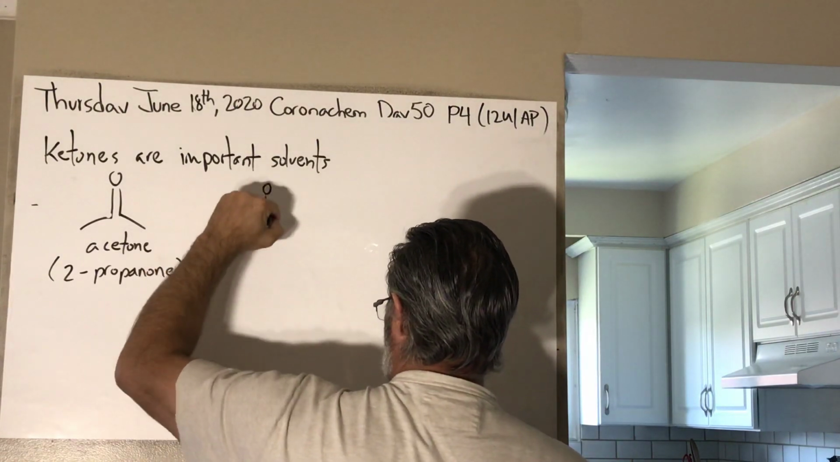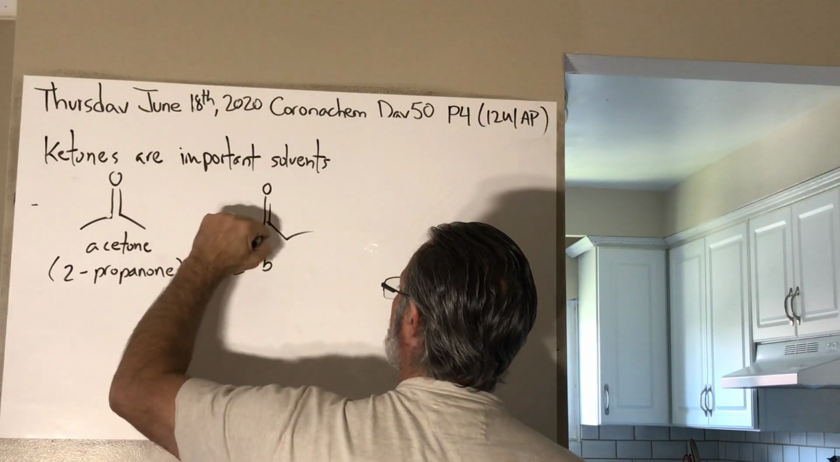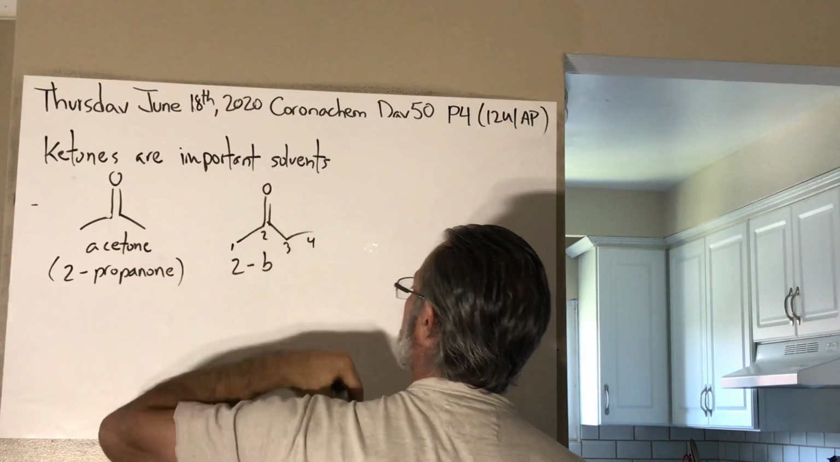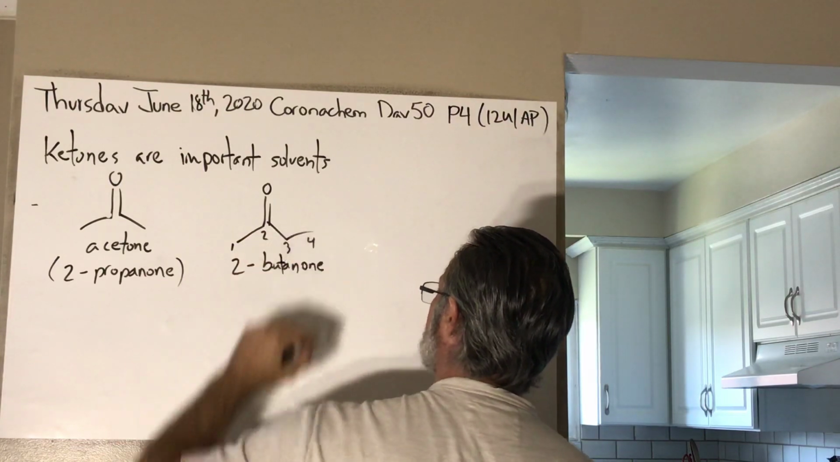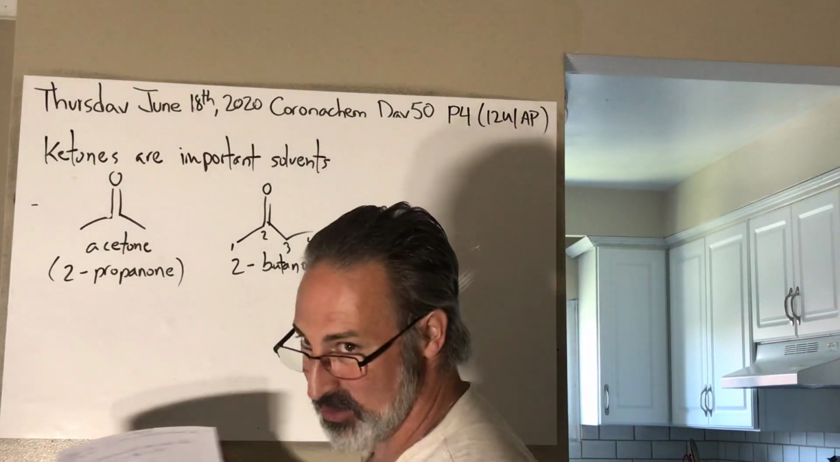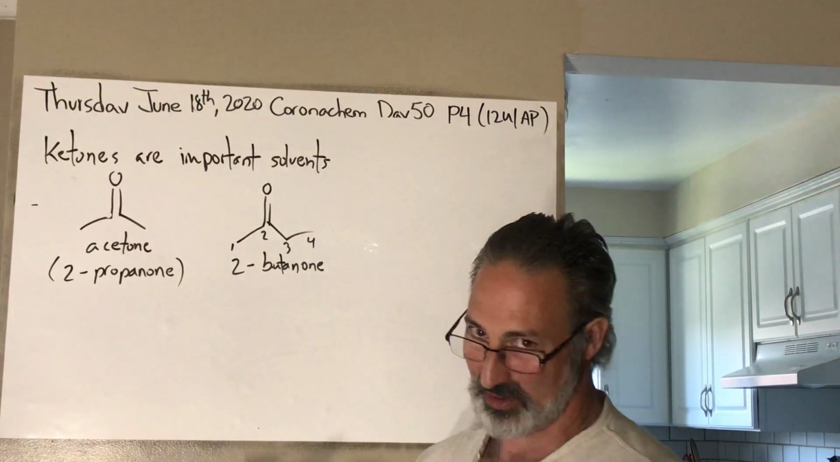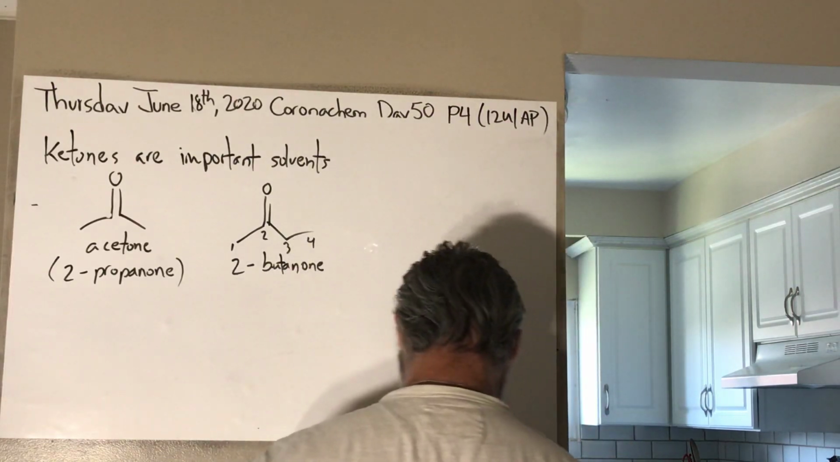If you have a slightly longer ketone, this is called butane, so 1, 2, 3, 4. Carbonyl at the second position, so you call it 2-butanone. Sometimes you see butan-2-one. I hate putting the number in the middle of the word. That's the sort of official way to do it. I'm kind of old school. I still do it the old-fashioned way.